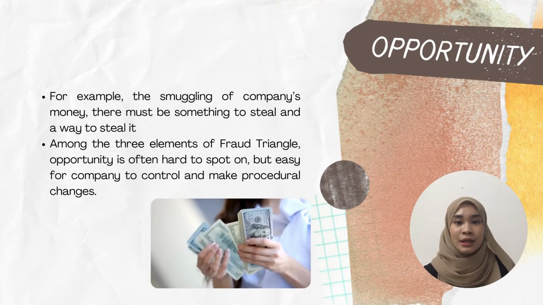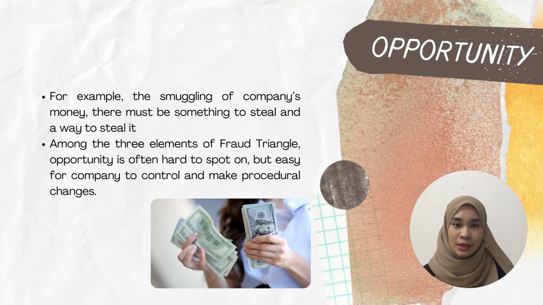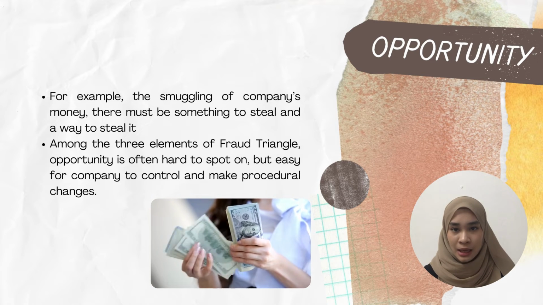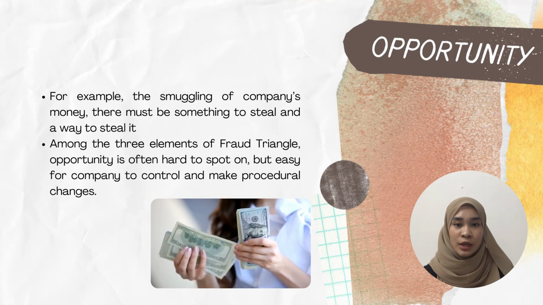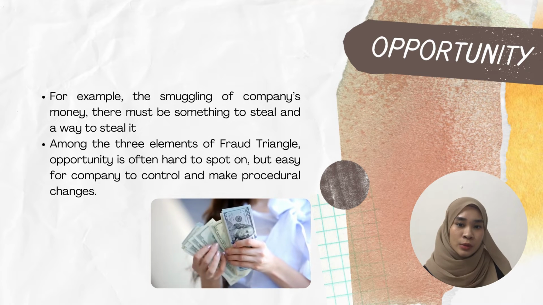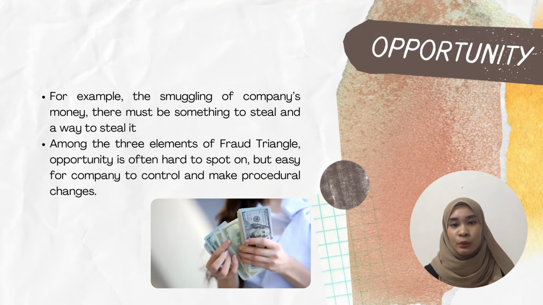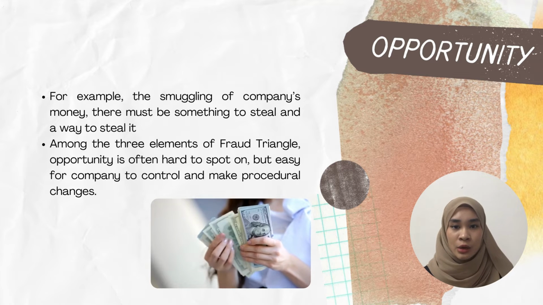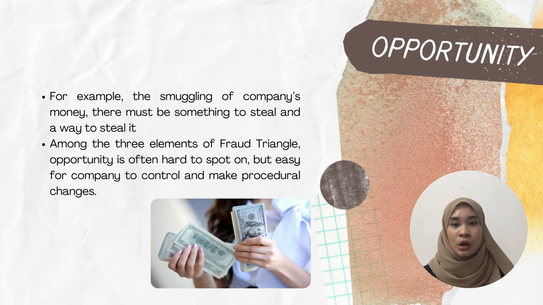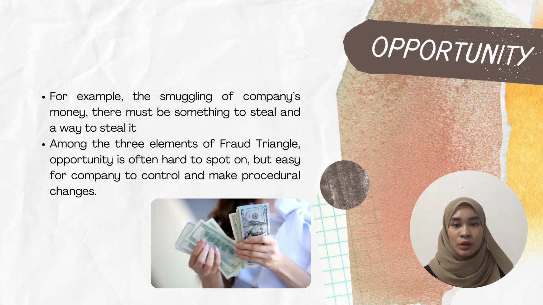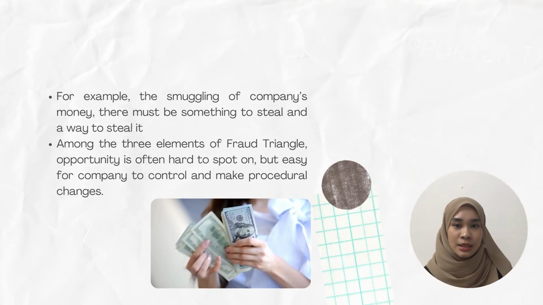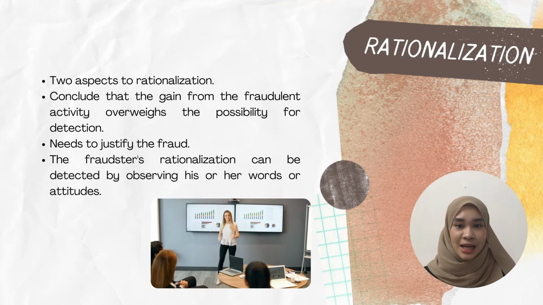The second element that leads to fraud would be opportunity. When fraud happens, for example, the smuggling of company's money, there must be something to steal and a way to steal it. A huge amount of money, a value that no one could resist, is something to steal, while weakness in the company's operation could be a way to steal it. Among the three elements of the fraud triangle, opportunity is often hard to spot, but easy for a company to control and make procedural changes.